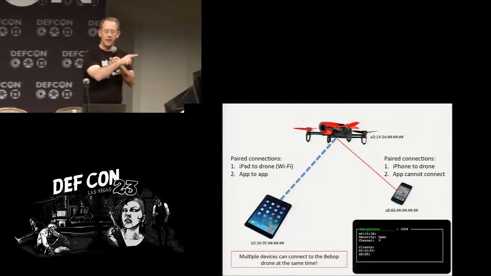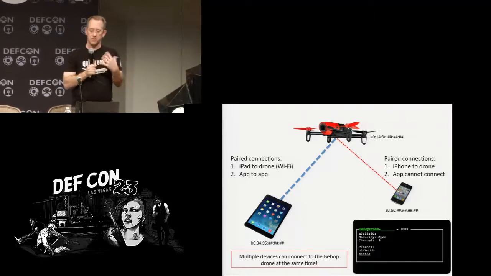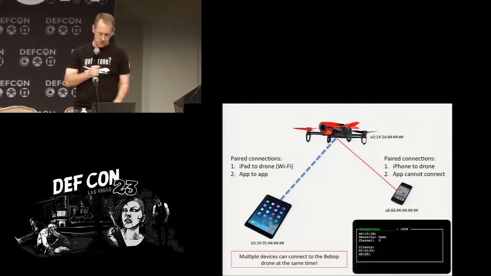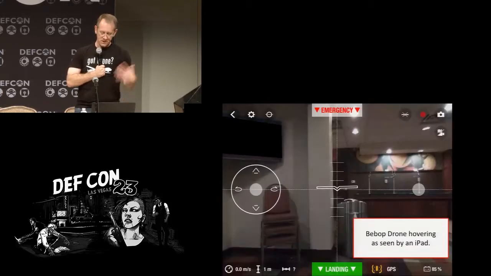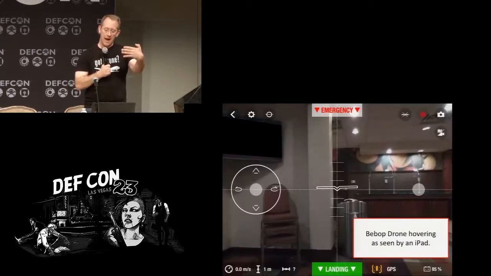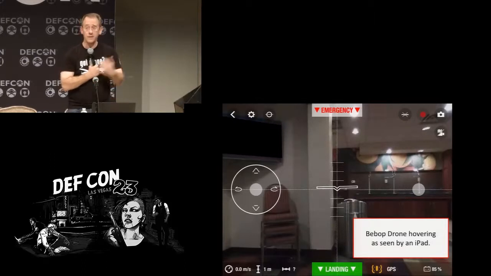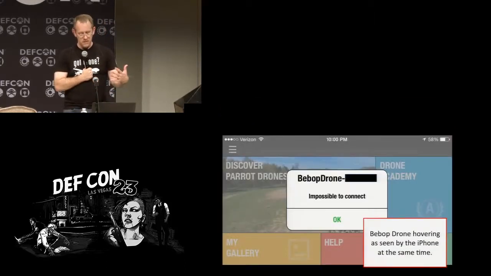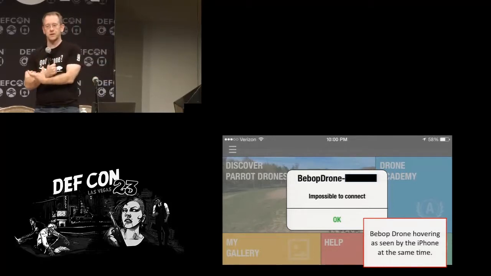So we actually have 2 simultaneous connections to the same drone at the same time. If I am sitting there, and again, remember, I had like 10 devices all connected to it simultaneously. This is what it looks like from the iPad that is currently controlling the Bebop drone. It has access. It's hovering at 1 meter. I ran this inside a hotel lobby. They were not happy. This is what my iPhone sees.